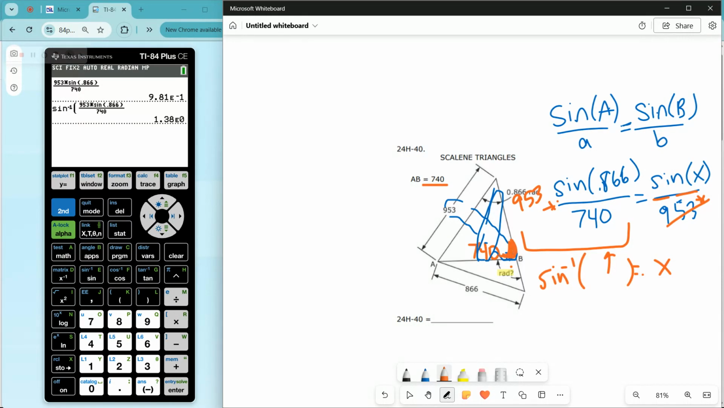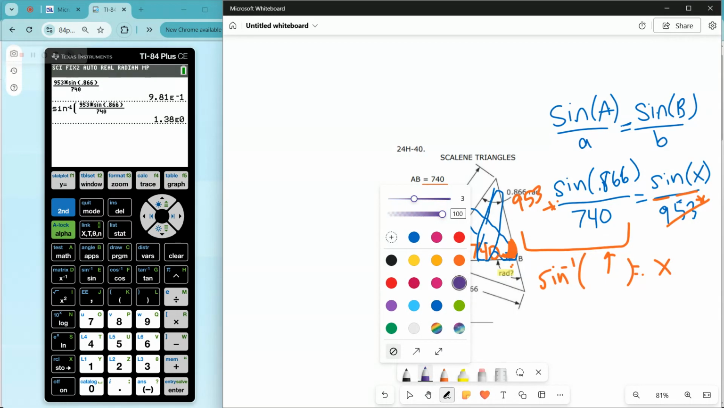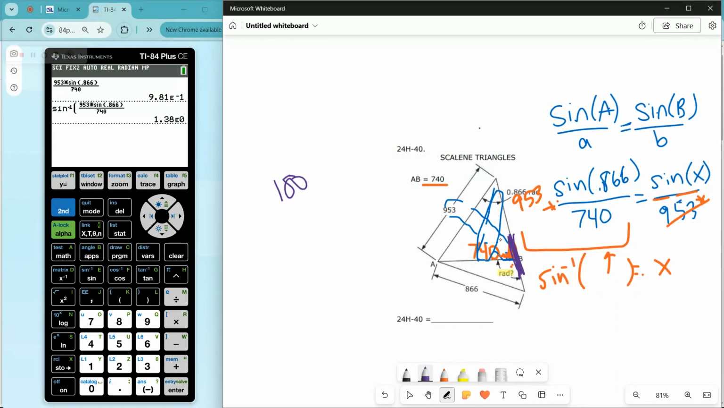Now, it doesn't want that angle. It wants the one right next to it. And hopefully you remember from back in the day that we have a straight line, and the measure of a straight line is always 180 degrees. Well, 180 degrees in radians is the same thing as pi radians. In case you forget that, you tend to remember 360 degrees is the same thing as 2 pi, so just divide them both by 2.